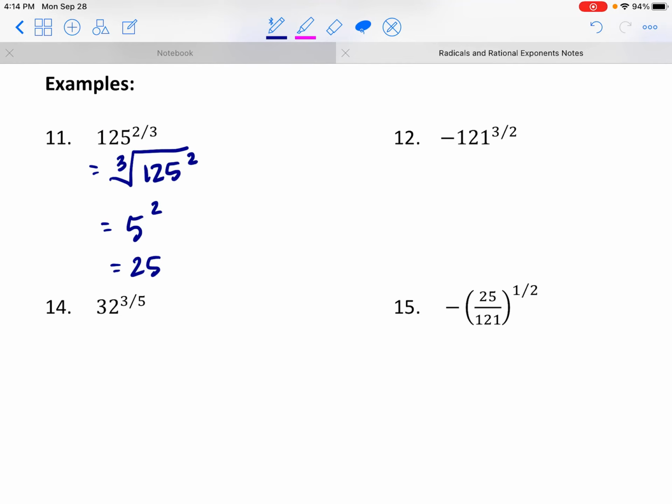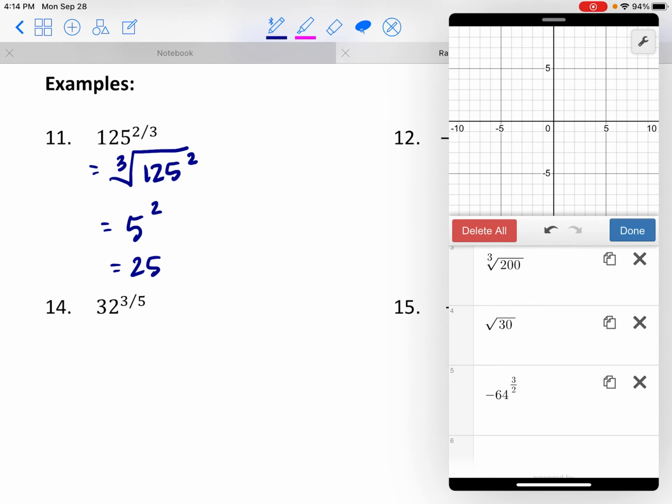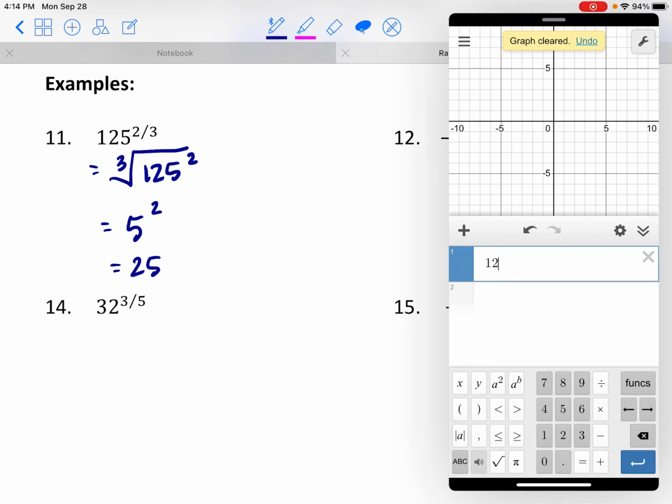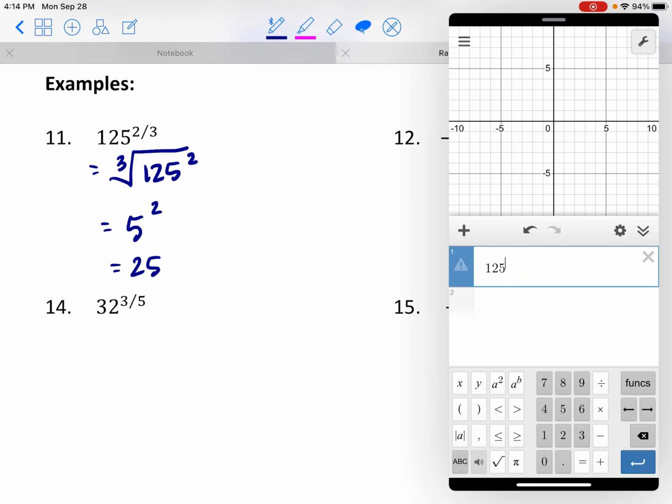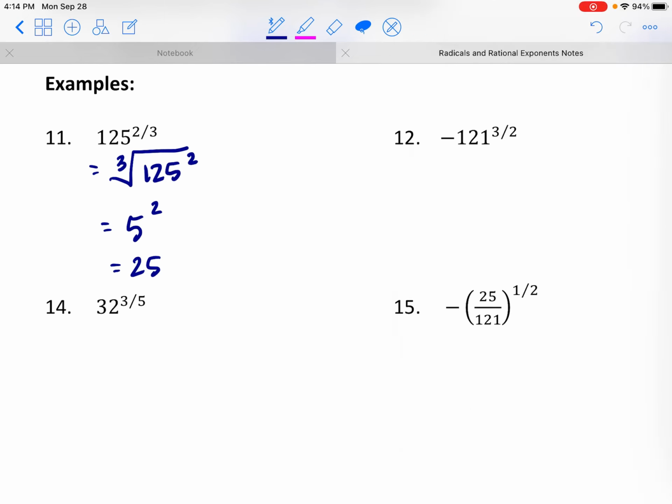Again, this can be confirmed with the calculator. If we put in 125 and hit the AB button, we give ourselves a power of 2/3. It's going to tell us the same thing we just got, which was 25. So the hope is that you can evaluate these without a calculator, but by all means use it to verify what you're doing.